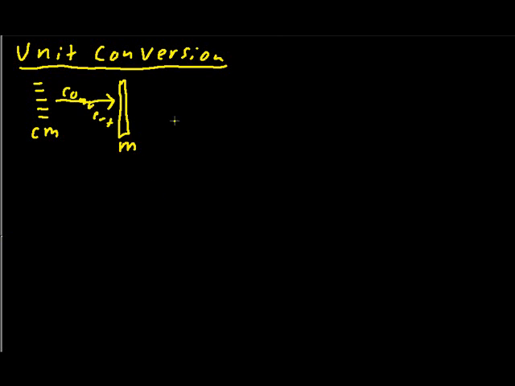Now, when you make a conversion, what you need to recognize is there's something referred to as a unit ratio. And a unit ratio simply says how many of one unit makes up another unit. For example, 100 centimeters has the same length as 1 meter.